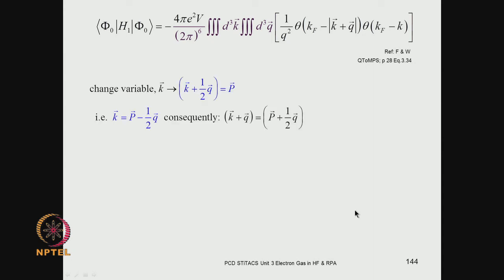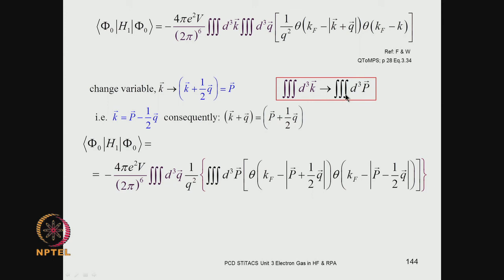Essentially what you have to do now is a change of variable. This is a very nice trick which is very nicely discussed in Fetter and Walecka's book. You change the variable from k to k plus half q, which I now write as capital P. So k plus q becomes, you are adding another half to the left side, so you add half to the right side, so this becomes P plus half q. All you have done is to change the variable from k to P, so you have got the same integration over the whole space for momentum.